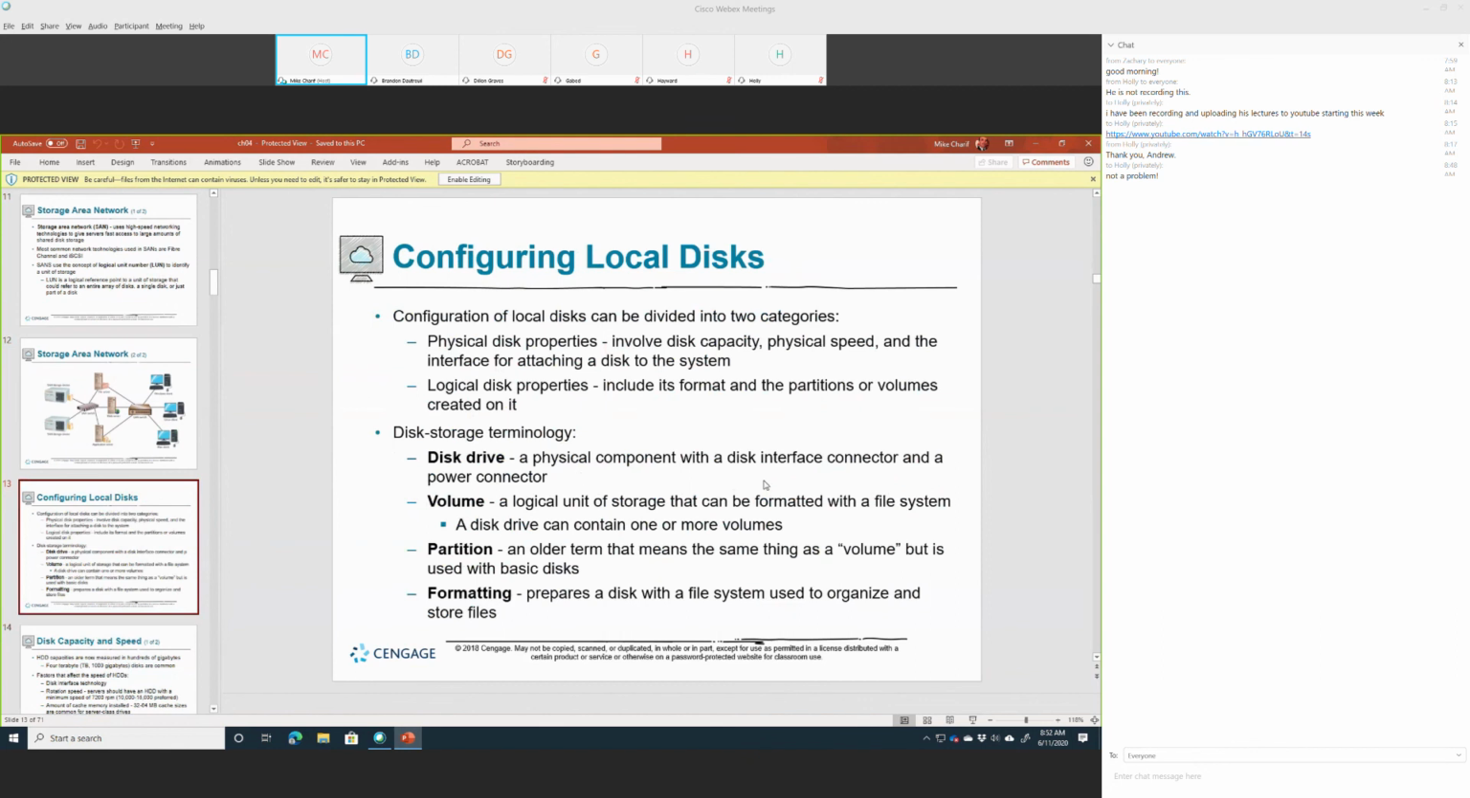And this is basically what we mean by the interface, because we have a lot of different interfaces to connect a drive. And the most popular one is the SATA right now. So the volume, which is a logical unit of storage that can be formatted with the file system. What's the common file system we use today? Most popular file system? NTFS. That's right. So this drive can contain one or more volumes.